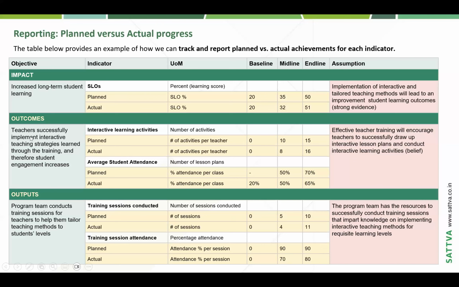At the same point of time, I put the outcome level activities and then the impact level indicators. By outcome level, I clearly mentioned teachers successfully implemented interactive teaching strategies learned through the training. You remember I mentioned as an output the number of teachers who received training or the number of training sessions I conducted. Maybe now because of this training, teachers started implementing those, and I started coming up with average student participation or interactive learning activities conducted.